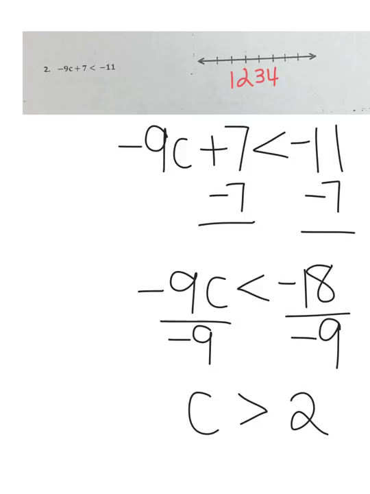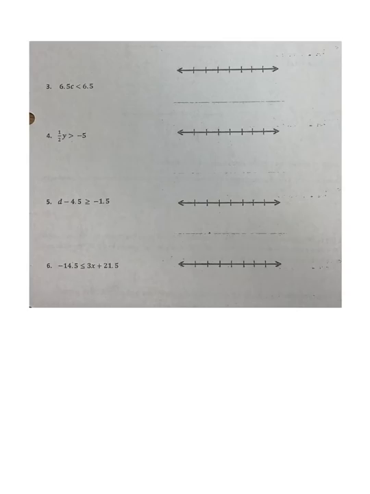So now up to our graph. We need an open circle at our 2, and then it is c is greater than 2, so we're going to the right. Go ahead and try numbers 3, 4, 5, and 6 independently, and then check back with the video to check your answers.